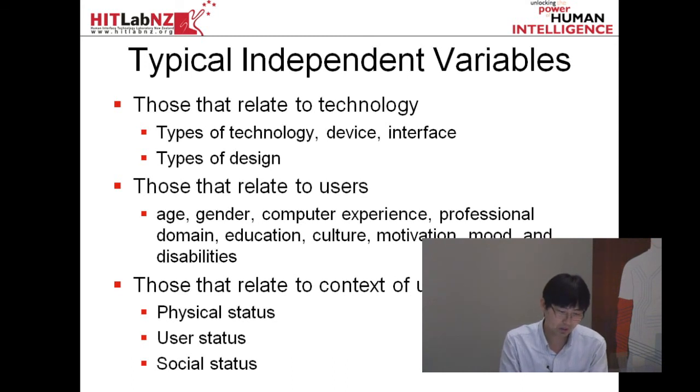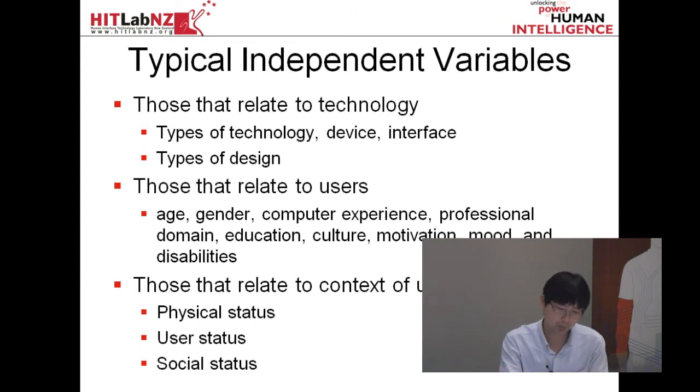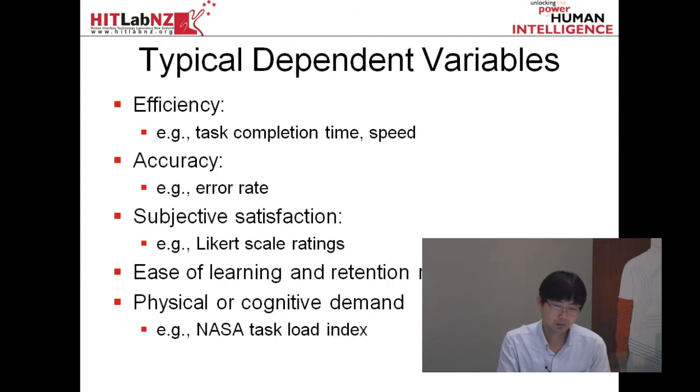And other types of independent variables, other types of context, could be physical status, user status, or social status. Some of them, actually many of them, again, relate to users' background or users' status. But any type that you want to compare between them, you can think of it as an independent variable.